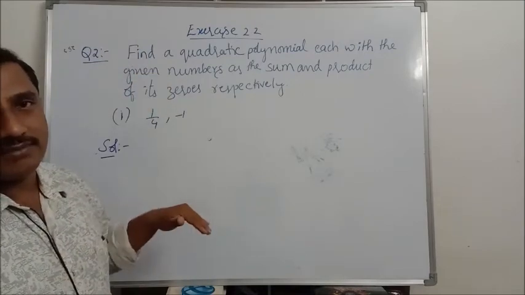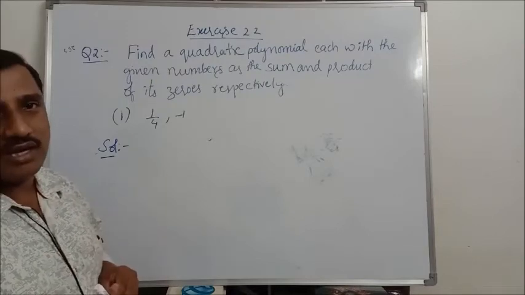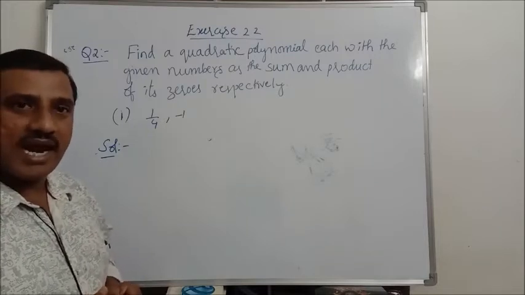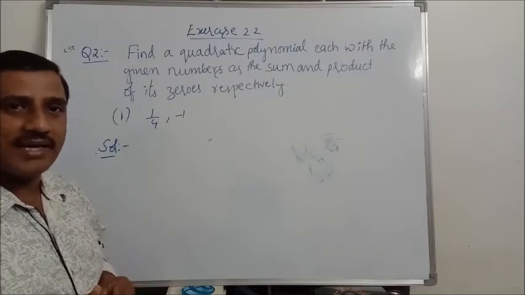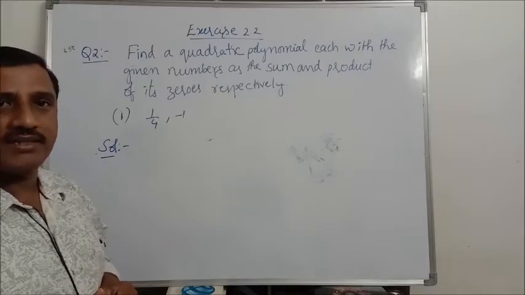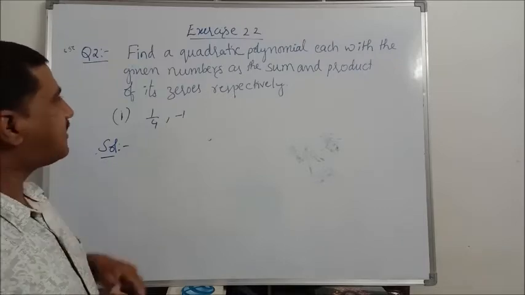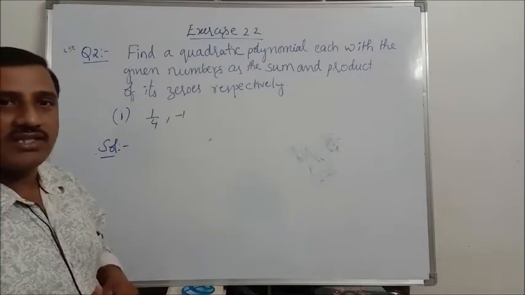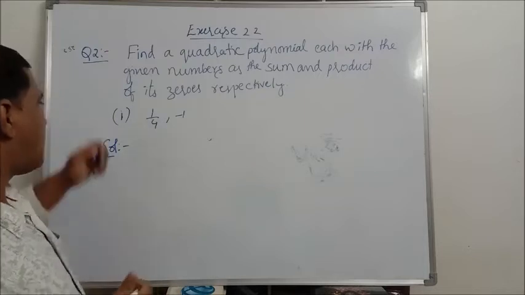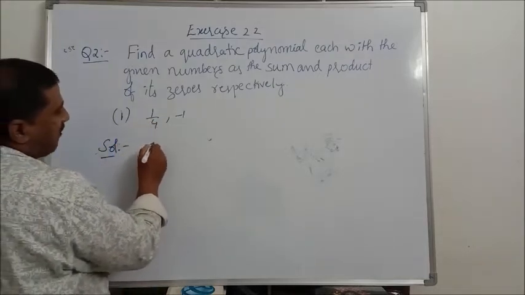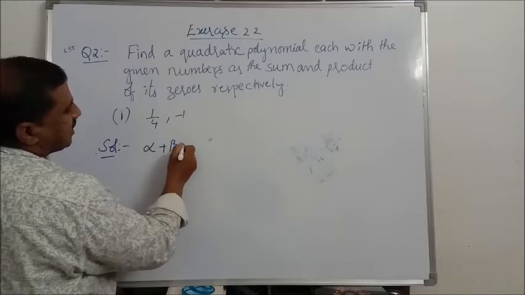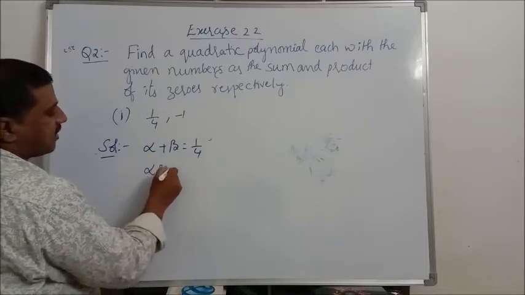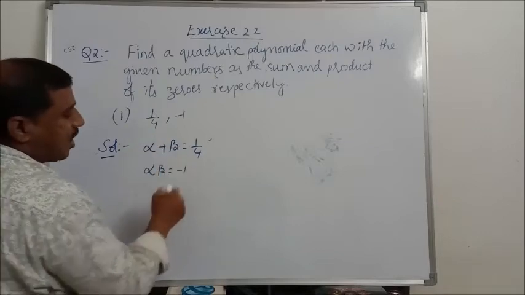So using the concept that when we know the zeros of the quadratic polynomial as alpha and beta, the quadratic polynomial is k into whole x square minus (alpha plus beta) into x plus alpha into beta. That concept will apply to find the quadratic polynomial when the sum and product of the zeros are given. So write the given data first. Given 1 by 4 represents the sum of the zeros, that is alpha plus beta equals 1 by 4, and alpha into beta, the product of the zeros, equals minus 1.